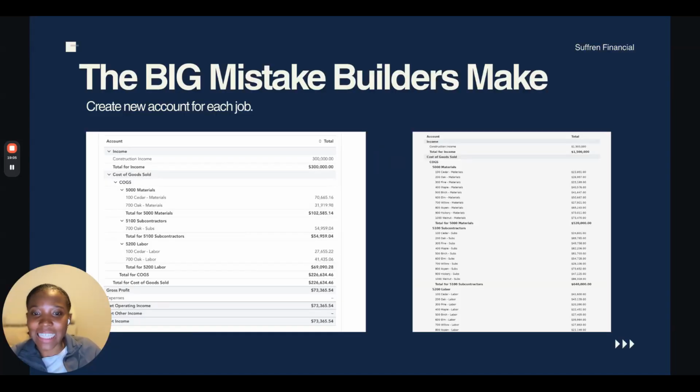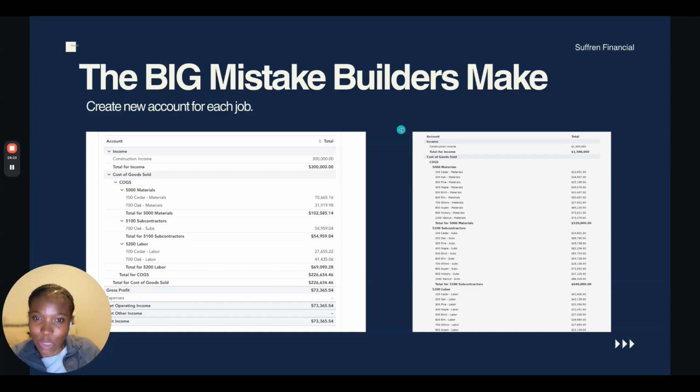Now, here's a mistake I see all the time. Builders creating new accounts for each job. So for instance, we have cedar materials, oak materials, and at first it feels logical, right? You're able to make some inference. Oh, we spent 70K on materials for cedar. We spent 31K on materials for oak.